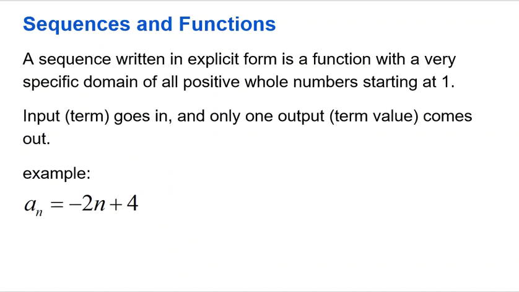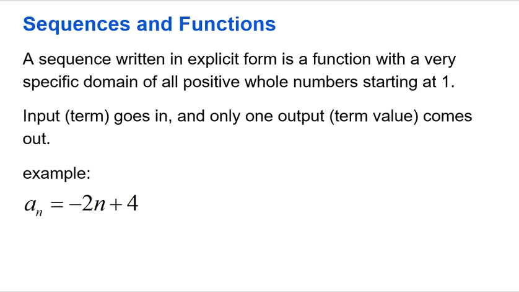All right, now I really want to make that connection that I kind of was mentioning earlier. A sequence written in explicit form is a function, right, with a very specific domain of all positive whole numbers starting at 1. So that's the nice thing, right? So the domain is only positive whole numbers because remember, what do you plug in? Well, we plug in 1 to find the first term. We plug in 2 to find the second term. There is no such thing as the 2.5th term or the 3/6 term or the 5/12 term.